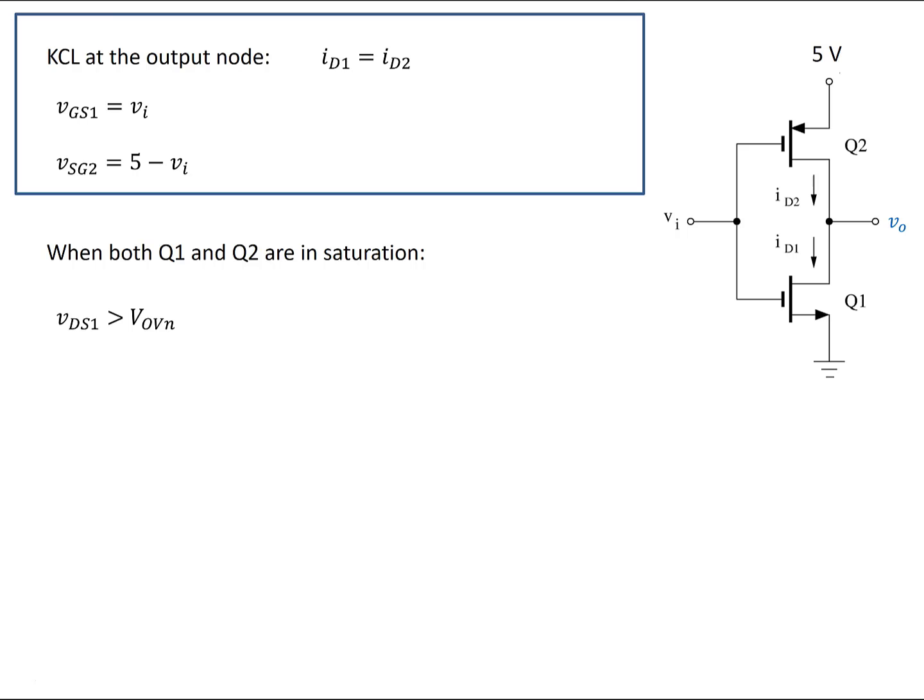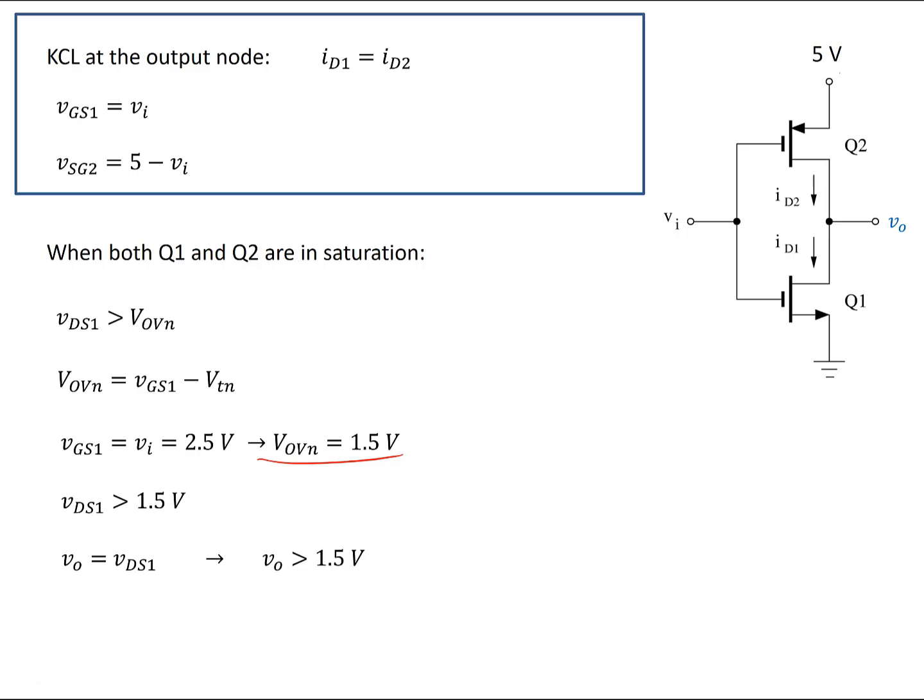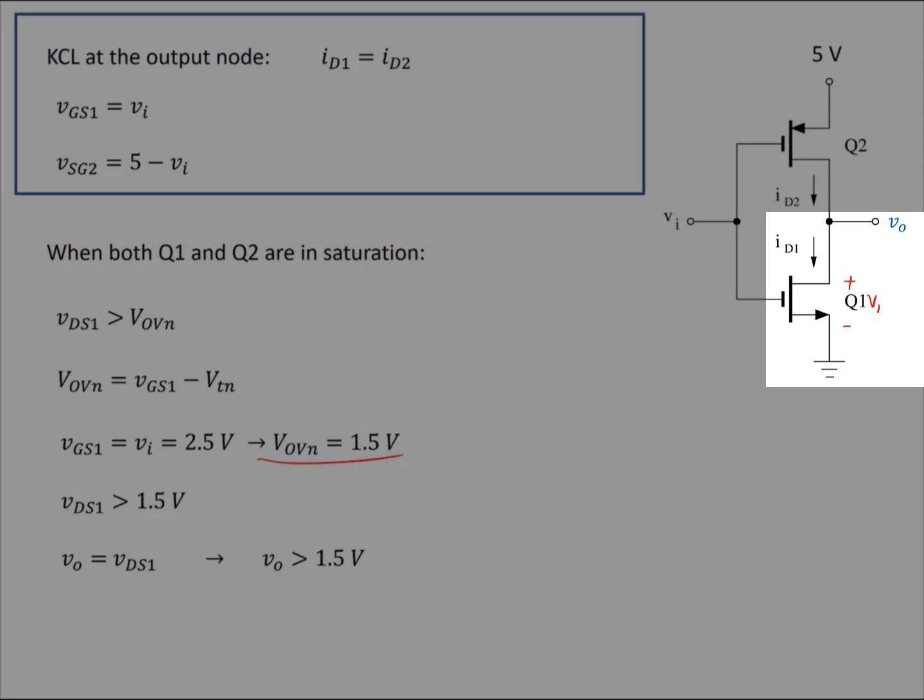Now I want to find the range of Vout for which Q1 and Q2 are in saturation. When Q1 is in saturation, VDS1 is greater than V overdrive, and V overdrive of NMOS we already calculated. It's VGS1 minus V threshold of NMOS, and now I have a value for VI. From there I can find the value of V overdrive for NMOS, and I'm going to use it to find the range of VDS1. So VDS1 is going to be greater than 1.5 volts. And because Vout is equal to VDS1, this is VDS1.